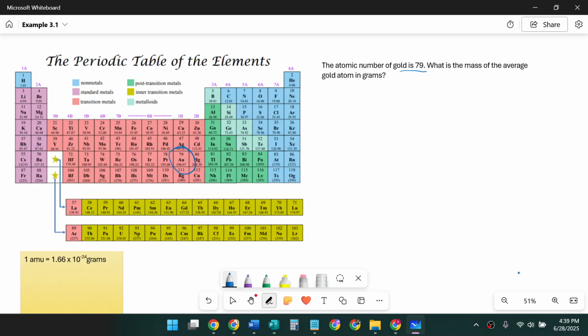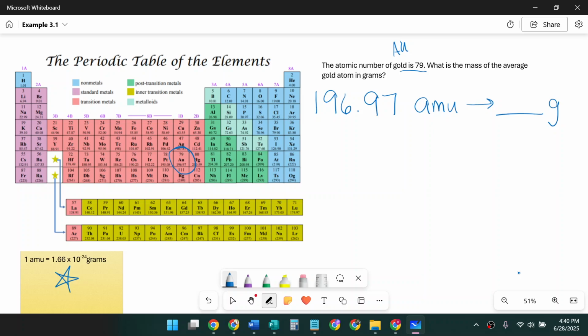So we just find the element with the atomic number 79, and that is Au. So gold is Au. The number underneath the symbol is 196.97. That is how much mass the average gold atom has in AMU, or atomic mass units. But we need to somehow convert that to grams so that we have the answer in the form they want it.